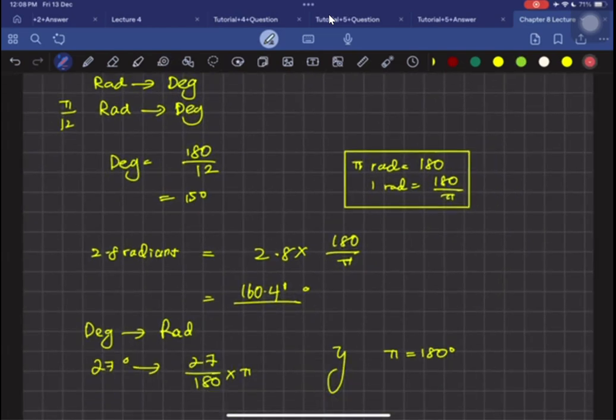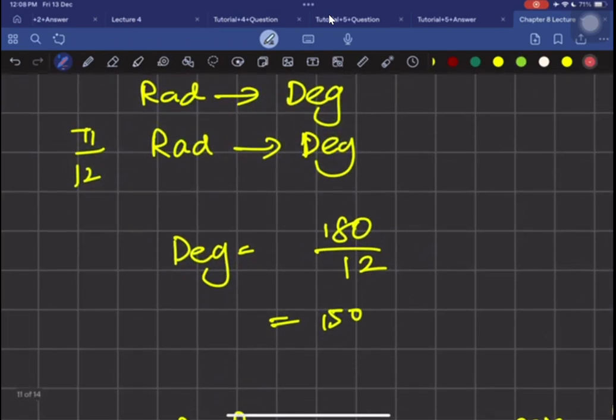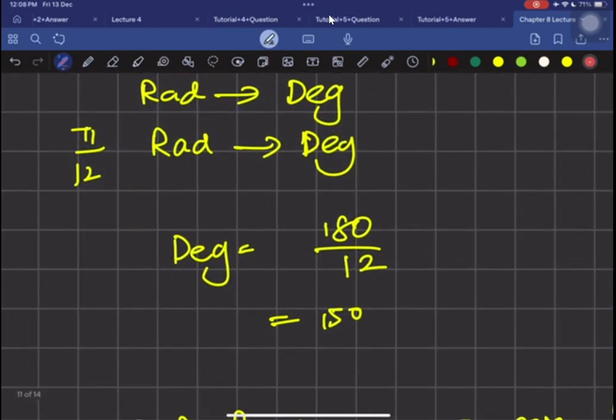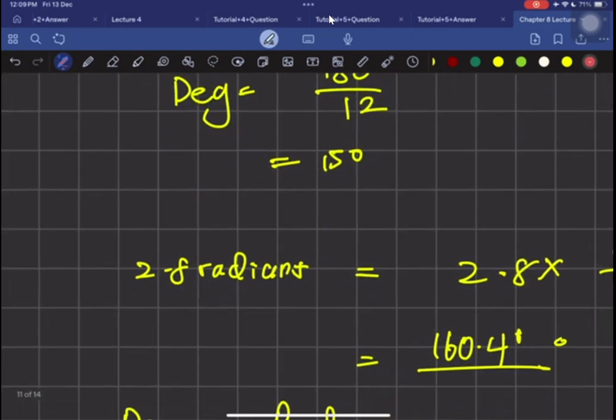Also, I want you to be comfortable with converting from radians to degrees and vice versa. So let's do some practice. I will show some examples. If I want to convert pi over 12 radians to degrees, just change the pi to 180. Then you get 180 over 12, which is equal to 15 degrees.